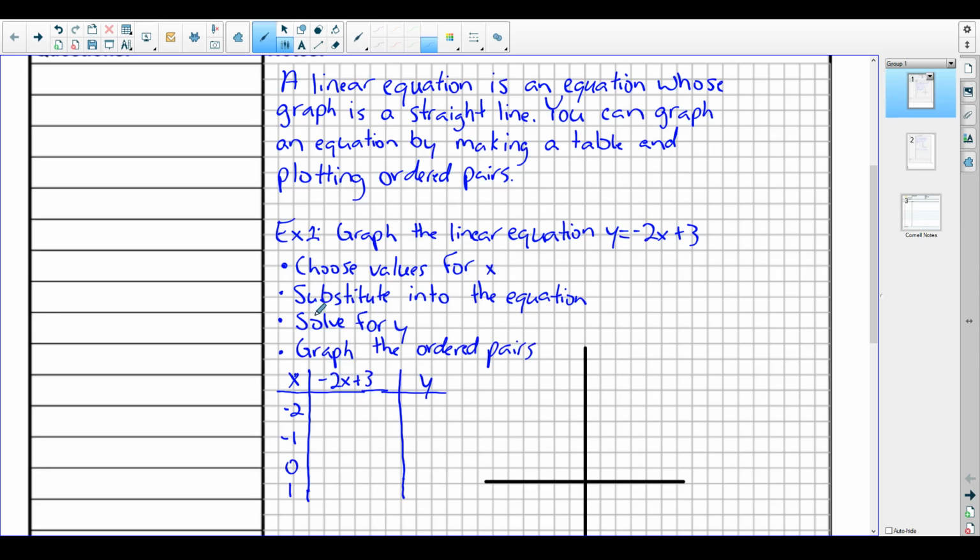Okay? So the second step, substitute in the equation. So if our equation says -2x plus 3, right? So we're going to rewrite it, only instead of putting x, we're going to pick the number we said x is going to be. So our top one will be -2 times -2 plus 3, and then -2 times -1 plus 3, and then -2 times 0 plus 3, and -2 times 1 plus 3.